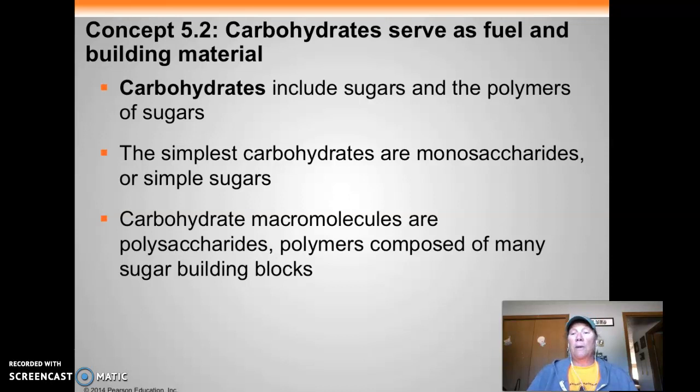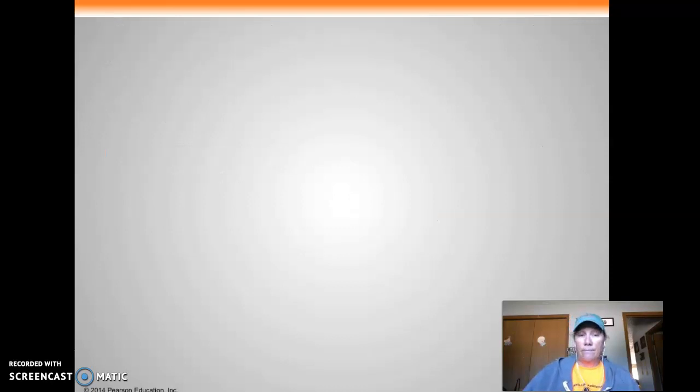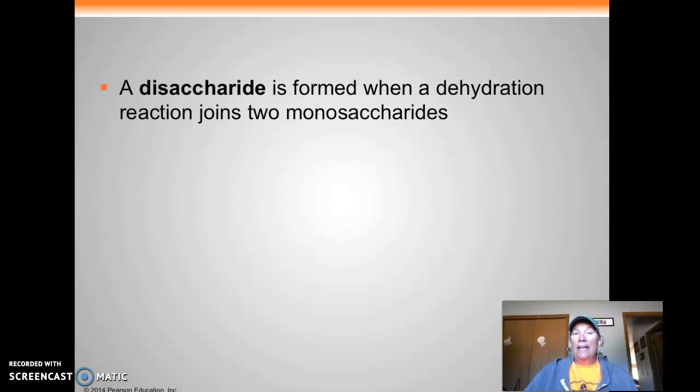When you put a whole bunch of monosaccharides together, like a whole bunch of Legos, you get a structure. That's a polymer or a polysaccharide, okay? So there are monosaccharides, there are disaccharides, and then there are polysaccharides. And again, a disaccharide is formed when you put two monosaccharides together, but you take out some water.